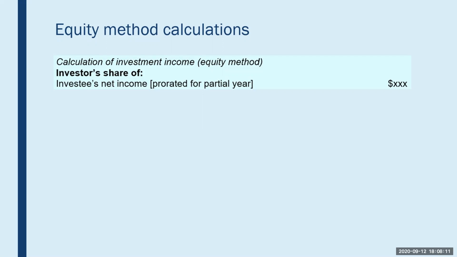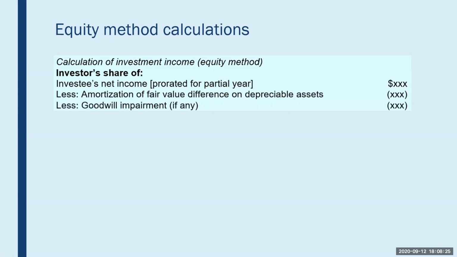That amount has to be adjusted for the amortization of fair value differences on depreciable assets and long-term liabilities with a maturity date. Any goodwill impairment losses, if determined, will be adjusted against the investment income.